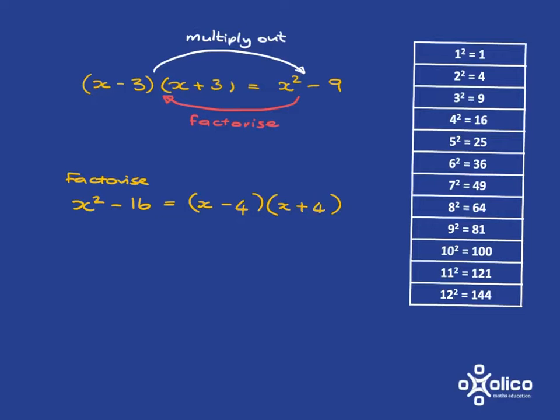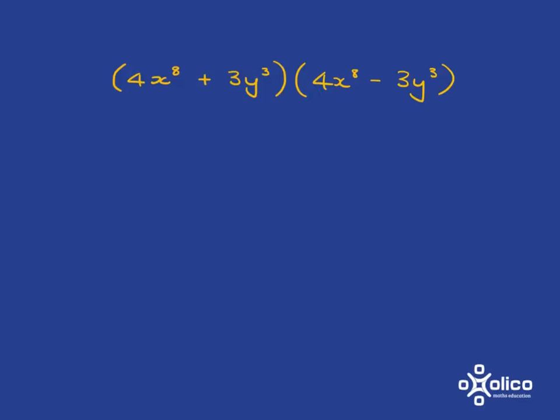So the reason I've put this little table on the side is it's going to be very helpful if you know this table really well, because then if you see x squared minus 81, for example, you'll immediately know that it was x minus 9, x plus 9. Now let's have a look at a monster like this we might want to multiply out.